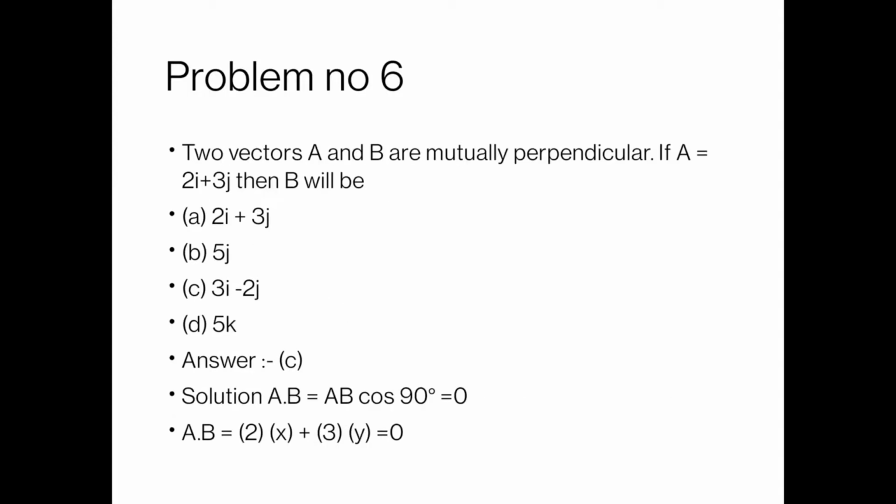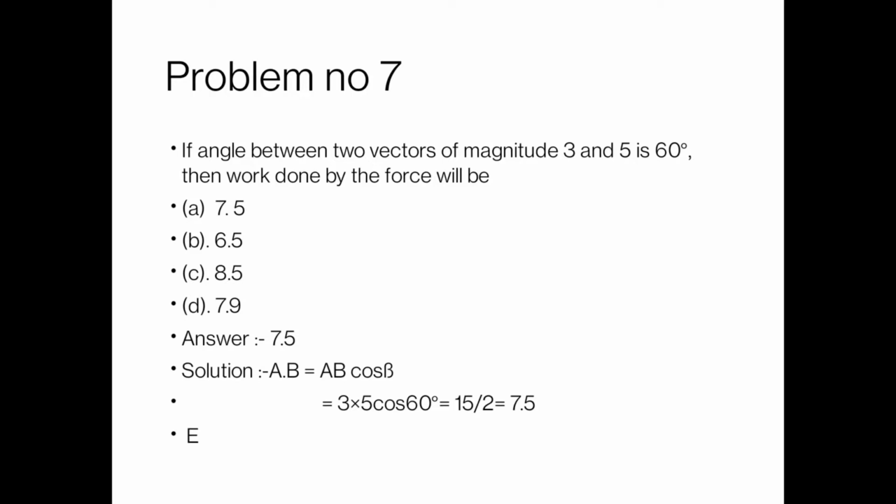Now again, problem number 6. Two vectors A and B are mutually perpendicular. If A is equal to 2i plus 3j, then what will B be? If they are mutually perpendicular, then their dot product should be 0. A dot B is equal to 0. So A dot B is equal to 2x plus 3y is equal to 0. And the final answer is C, 3i minus 2j. If B is equal to 3i minus 2j, in that case both vectors are mutually perpendicular to each other.